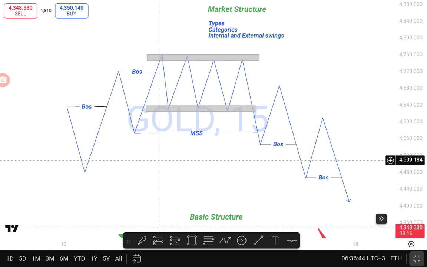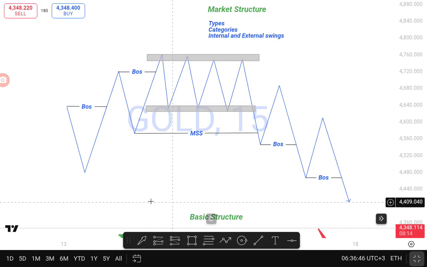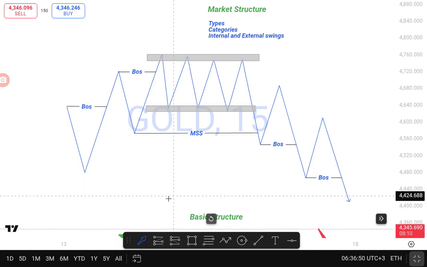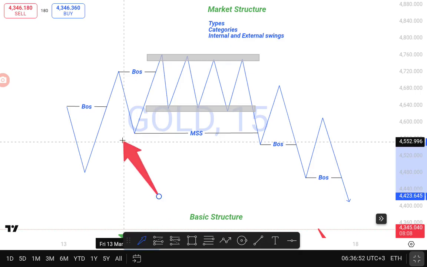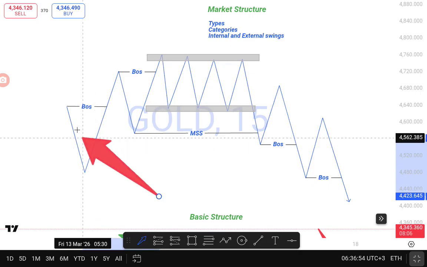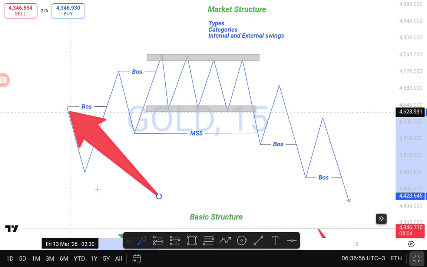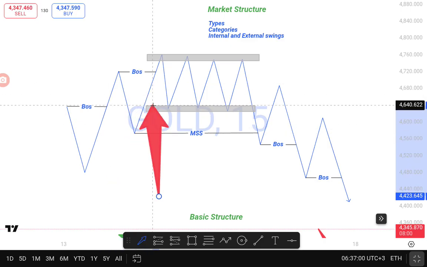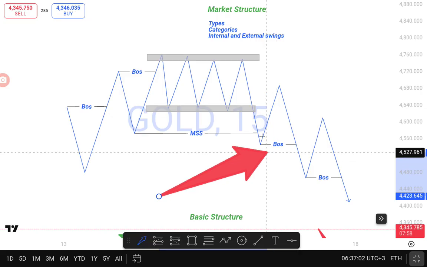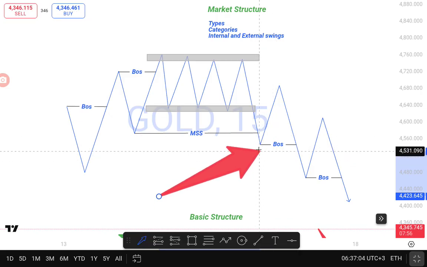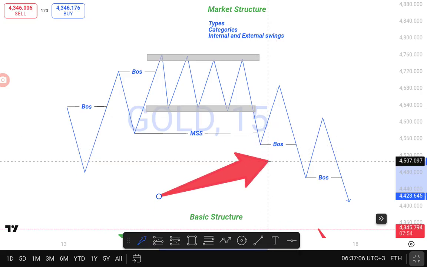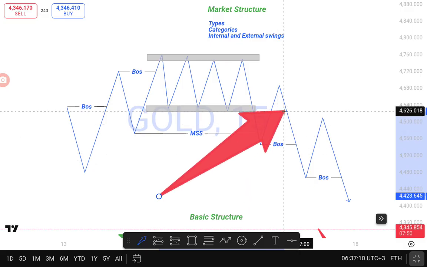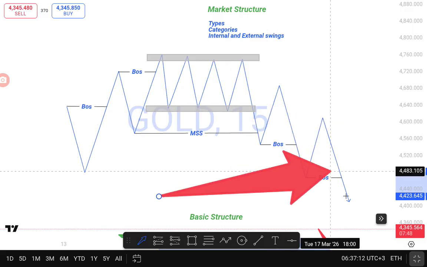As usual, the types of market structure, there are majorly three. You have the trending, which consists of uptrend. We are creating a high, a low, a higher high, a higher low, like that. Then you have the downtrend, the breakout structure down, where we are having lower high, lower low, lower high, lower low, as usual.